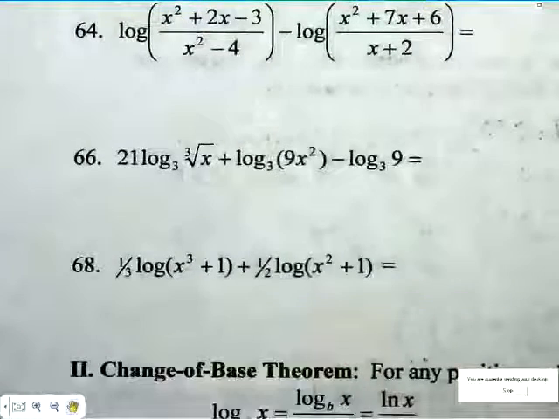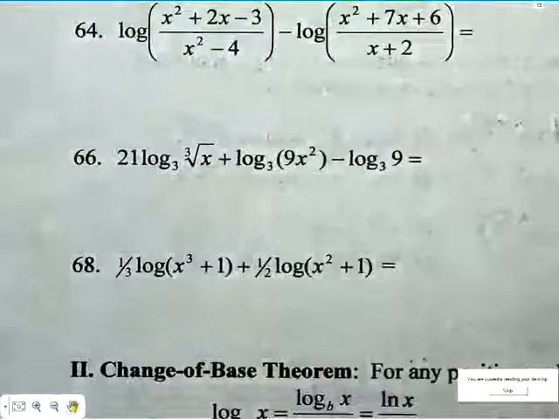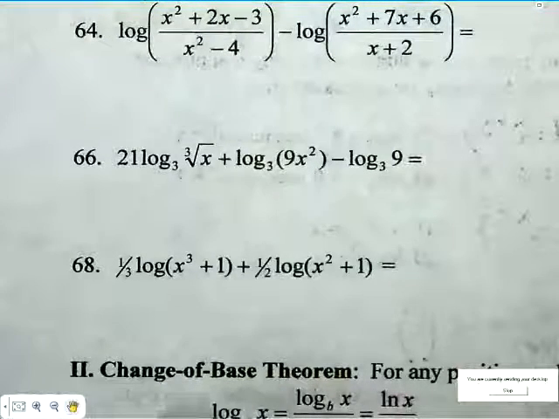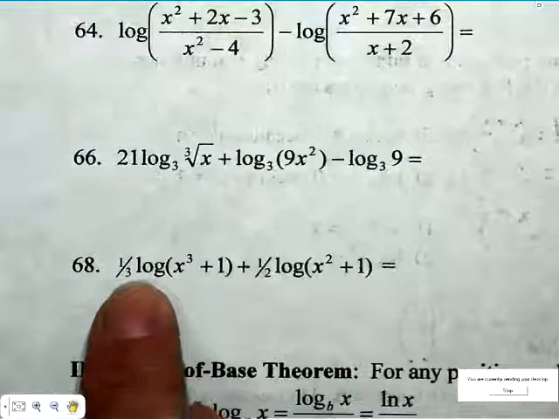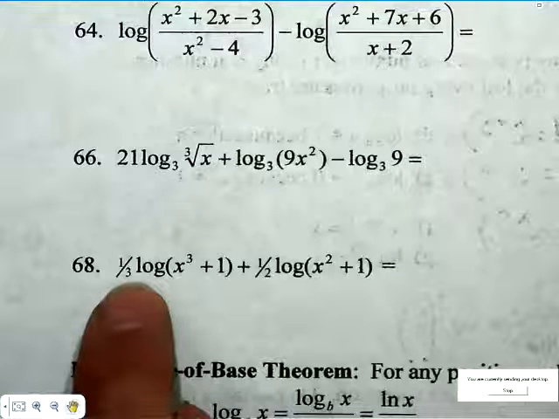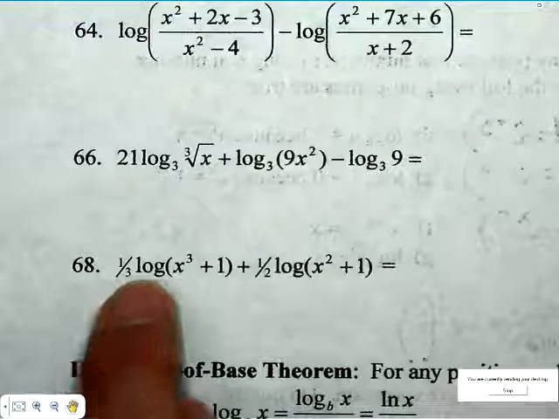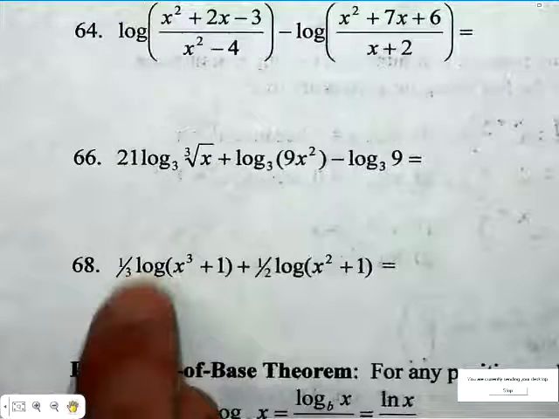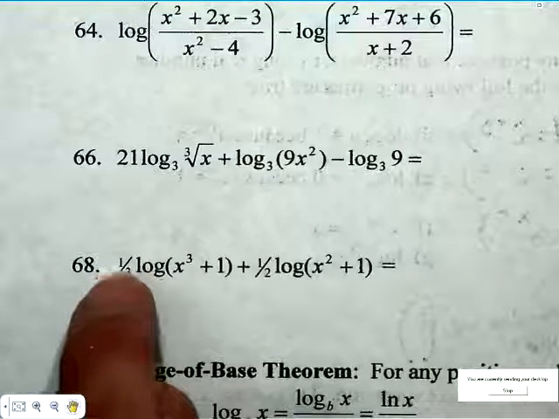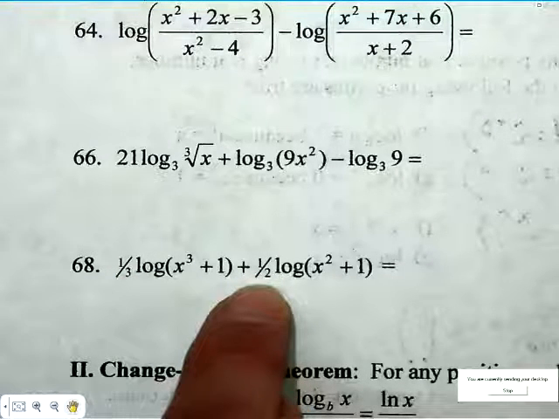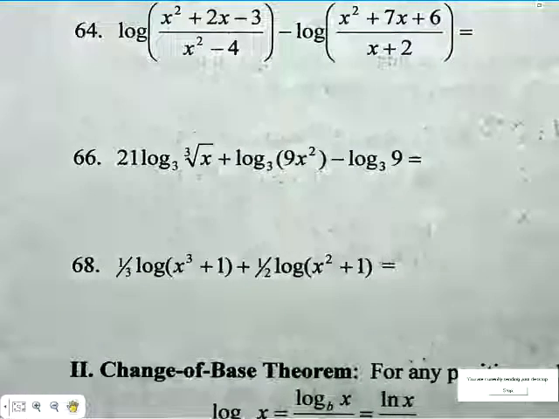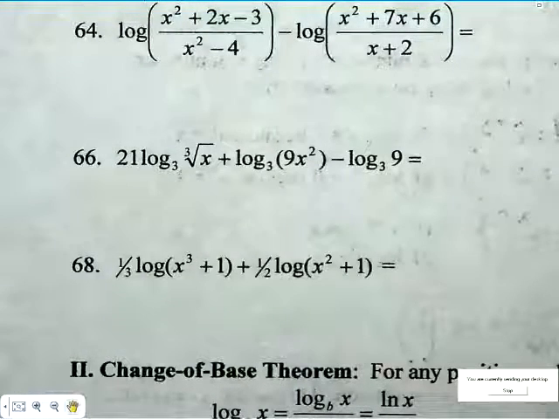And then let me tell you about the change of base formula real quickly. And if we have time, I'll go back and do 66. 68's easy. We're doing the exact opposite of what we were doing in the previous problems. We're trying to put this back together as a single log. Where could I put these coefficients 1/3 and 1/2 so that I can put those two logs back together? Yeah, it looks just like this.